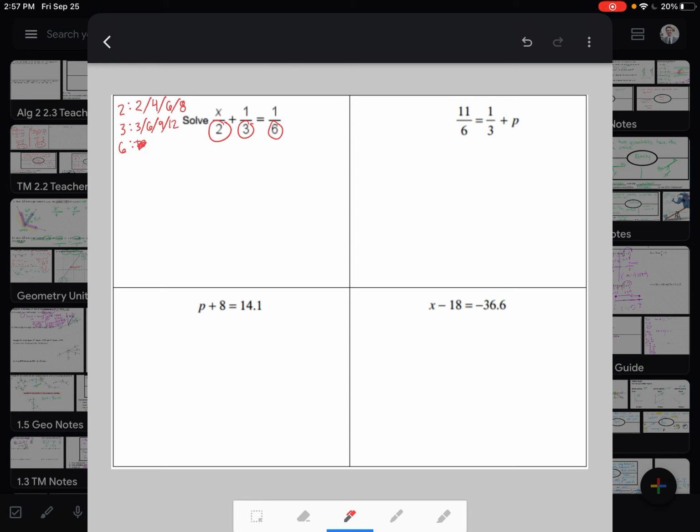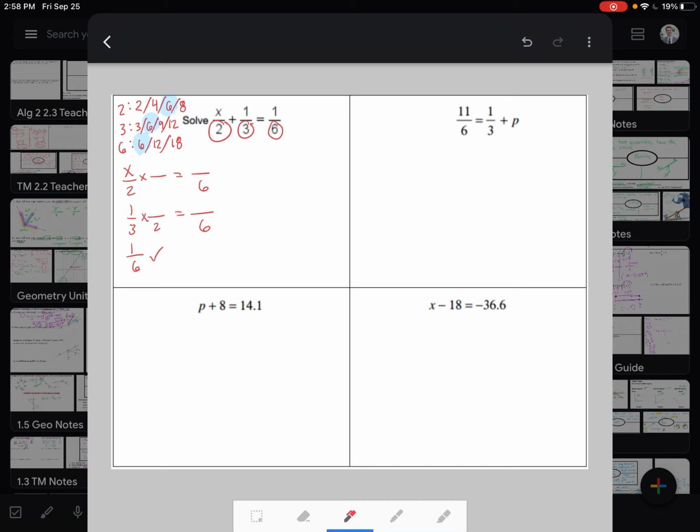I need to actually write down 6 first. Let me fix that. 6, 12, 18, that seems good enough. Okay, so let's find the smallest possible one that's the same for all of them. They do have a couple in common, but it looks like actually 6 is going to be the smallest one that all three have in common. So on the side here, let's convert all of these into a denominator of 6. And 1 over 6, we're good, it's already there.